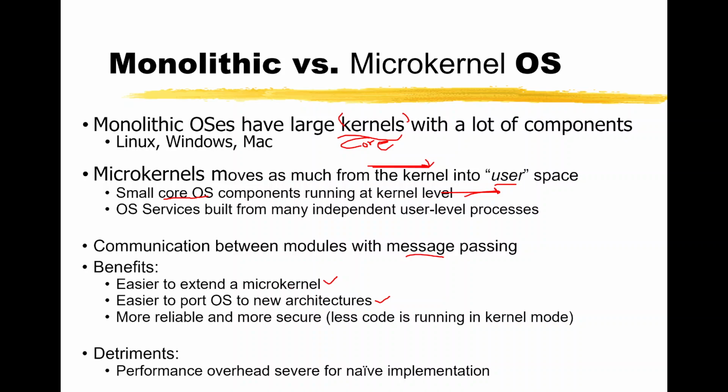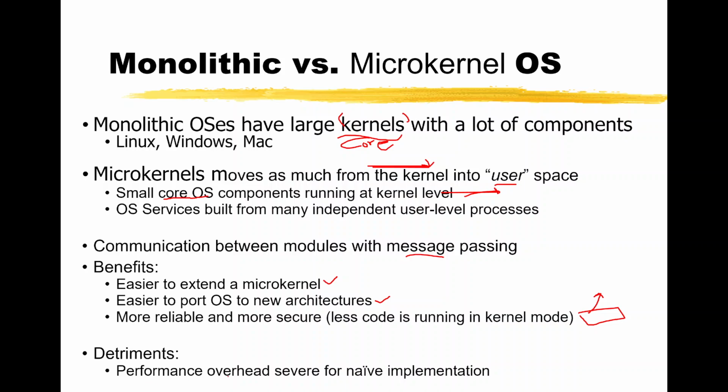Microkernels can be ported to new architectures because it's just the core things of managing the hardware that it has to handle. Other ones can be handled elsewhere. It is more reliable and more secure. Less code is running in kernel mode. Just lightweight code runs in kernel mode, and whatever else is needed, the kernel just tells something in user mode, which would have been in kernel mode, to handle the thing.